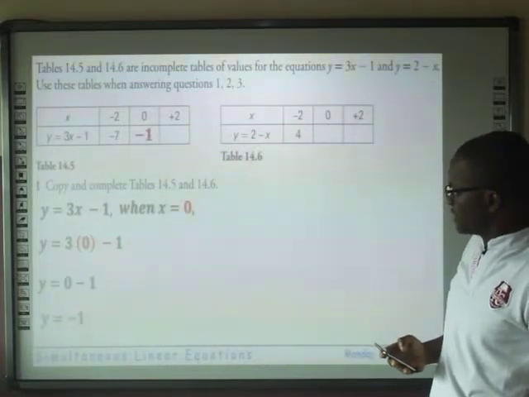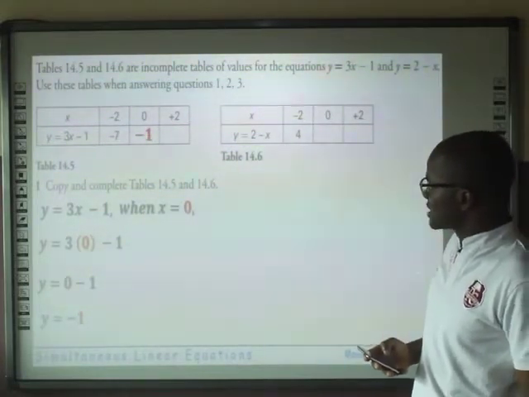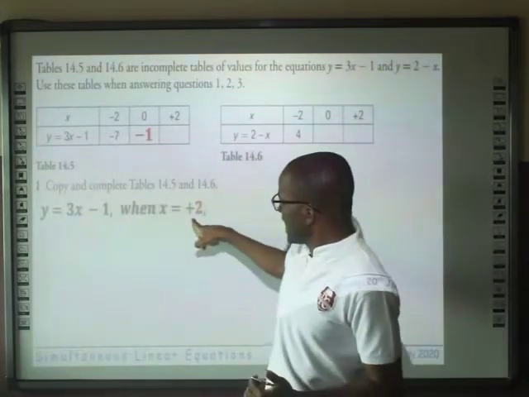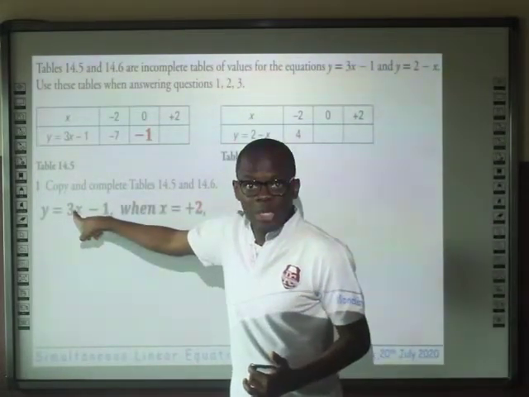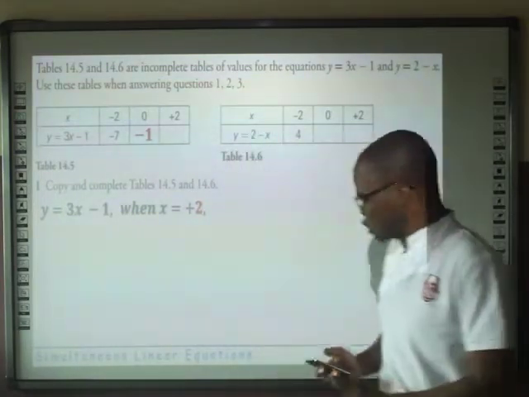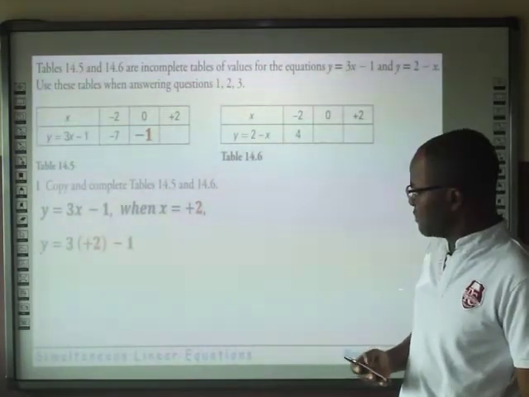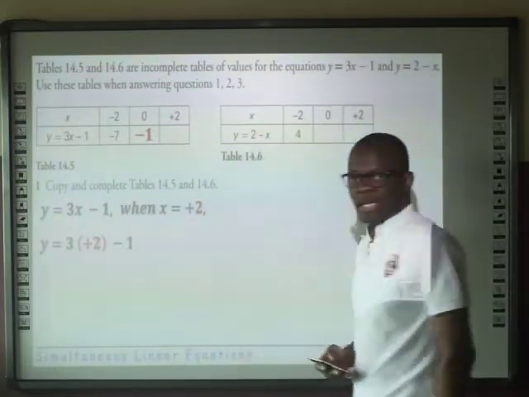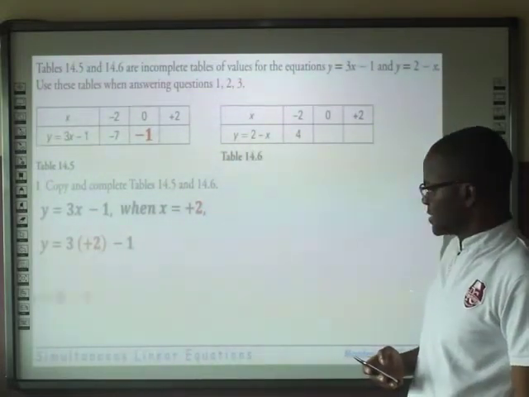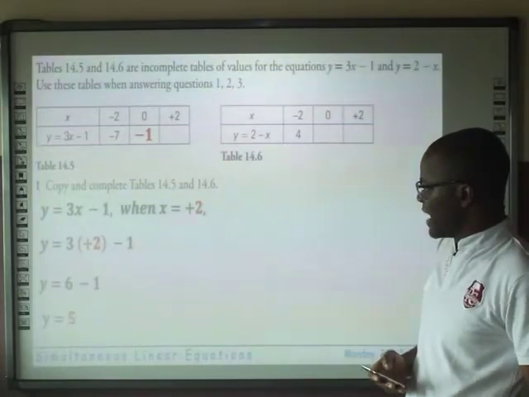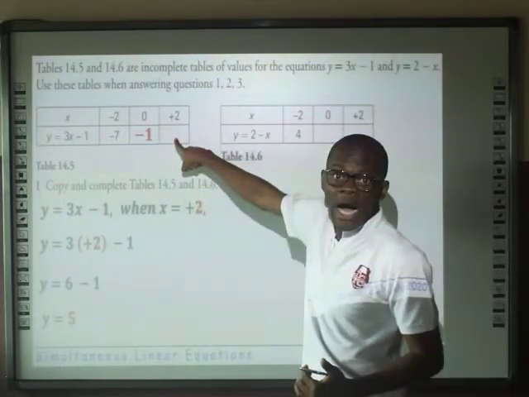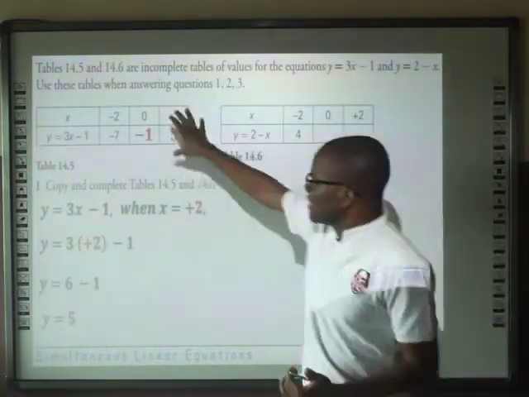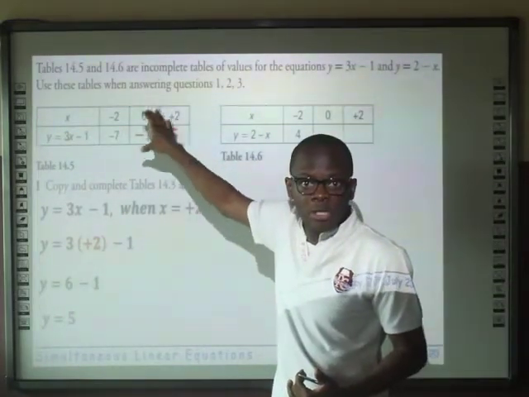Y is minus 1. There you go. Next up, when x is plus 2, again, wherever you see x in the equation, you replace it with 2 to get the corresponding value of y. And when you do that, 3 times 2 gives you 6. 6 minus 1 is 5. So when x is 2, y is 5. Exactly, y is 5. Okay, so that's the first table complete.